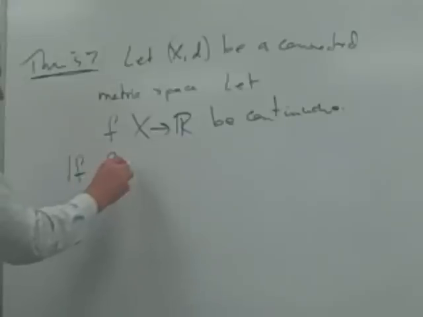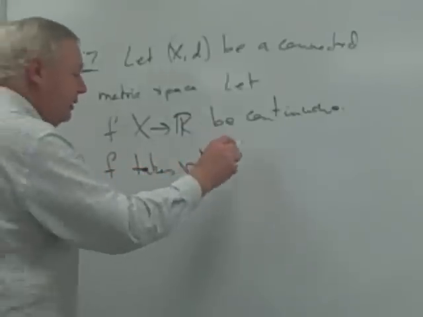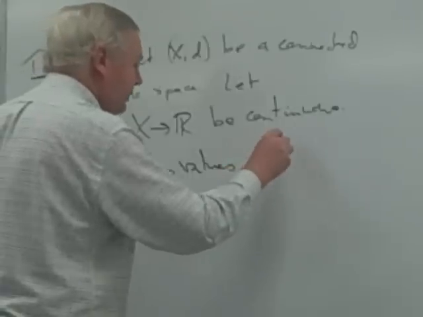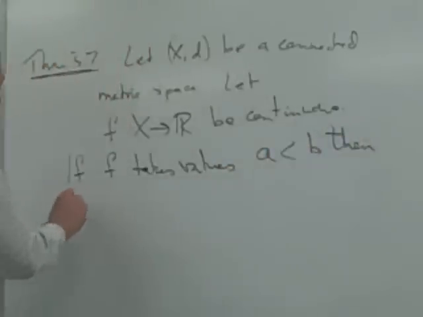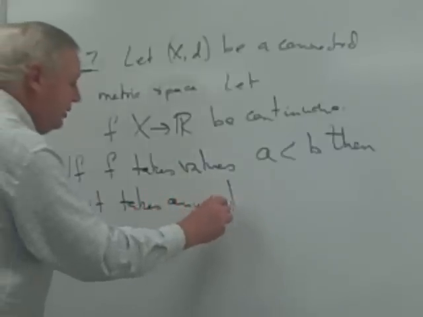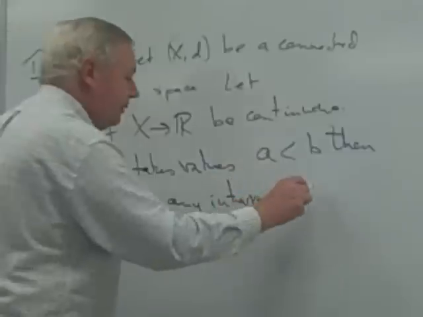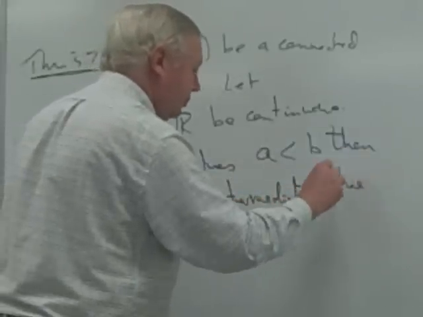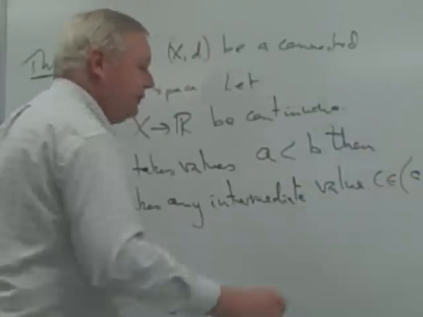Let f from X to R be continuous. If f takes values a less than b, then it takes any intermediate value c in the interval.